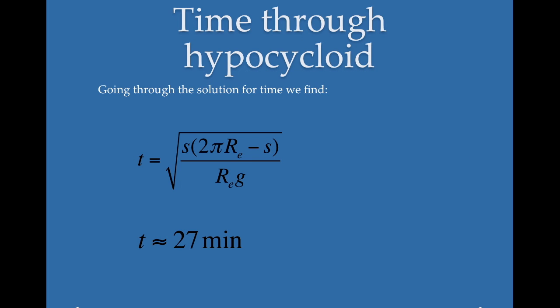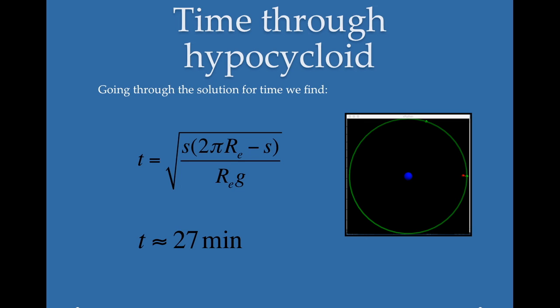Using the parametric equations we found for the spherical Brachistochrone, we can look at a simulation of a tunnel through the Earth. We see that it has a path of that of a hypocycloid, and if we go through the solution for time, we see that t is dependent on s, the distance between points on the surface. In this simulation, we find that we have a time of approximately 27 minutes. That's 15 minutes faster than that of the straight line tunnel.